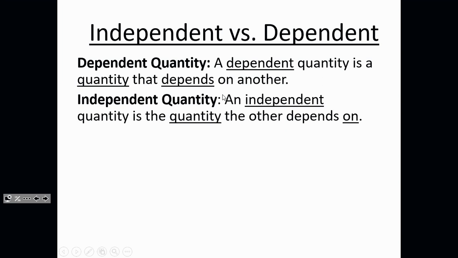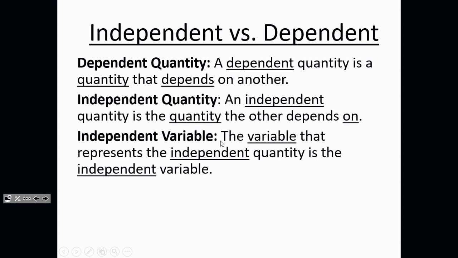Okay, so our independent is the one that does not depend on the other. So an independent quantity is a quantity the other depends on. Other meaning dependent quantity. All right, so this one is off doing its own thing, and this one depends on it. So think about big brother, little brother. Big brother makes his own decisions. Little brother wants to depend and be just like big brother, or whatever the case may be.